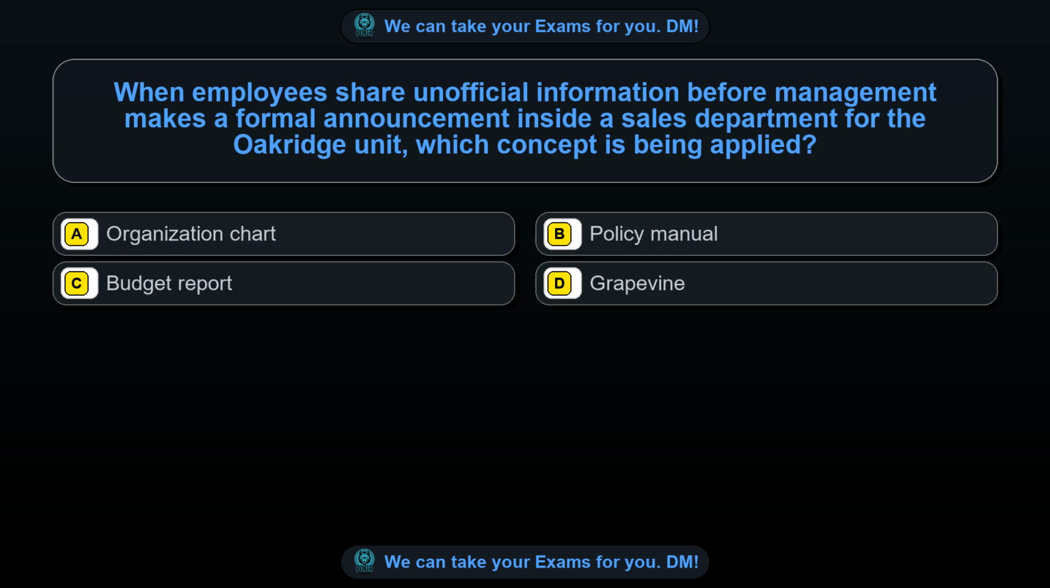Question 36. When employees share unofficial information before management makes a formal announcement inside a sales department for the Oak Ridge unit, which concept is being applied? Option A, organization chart. Option B, policy manual. Option C, budget report. Option D, grapevine. The correct answer is option D, grapevine.